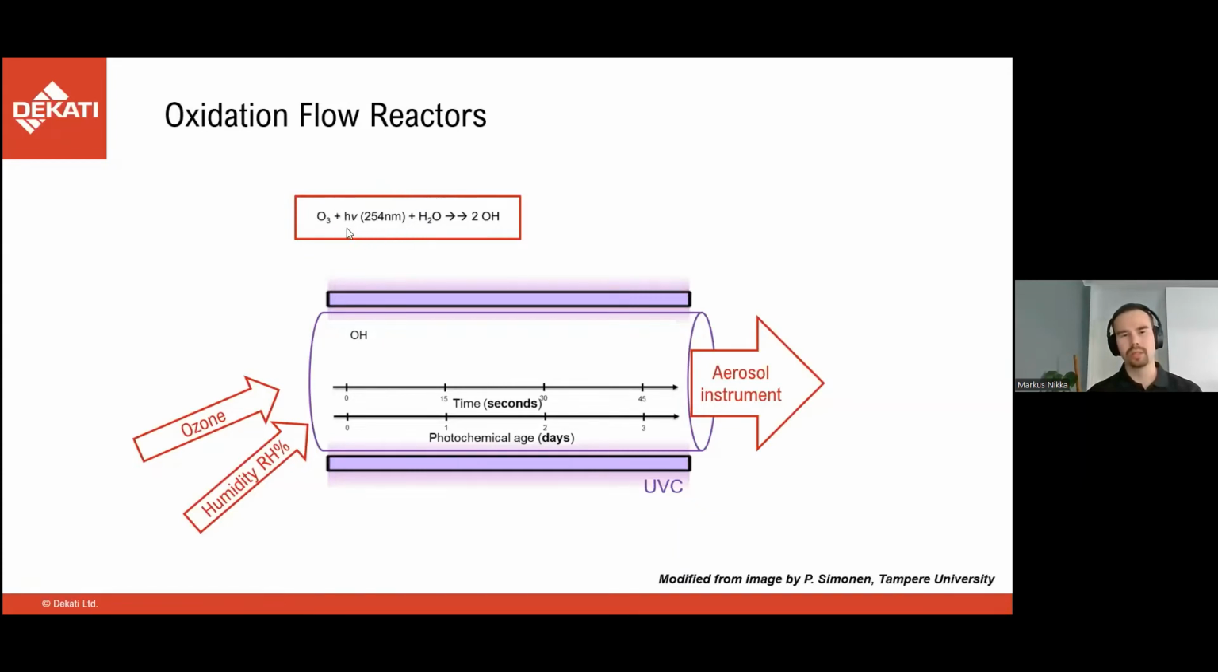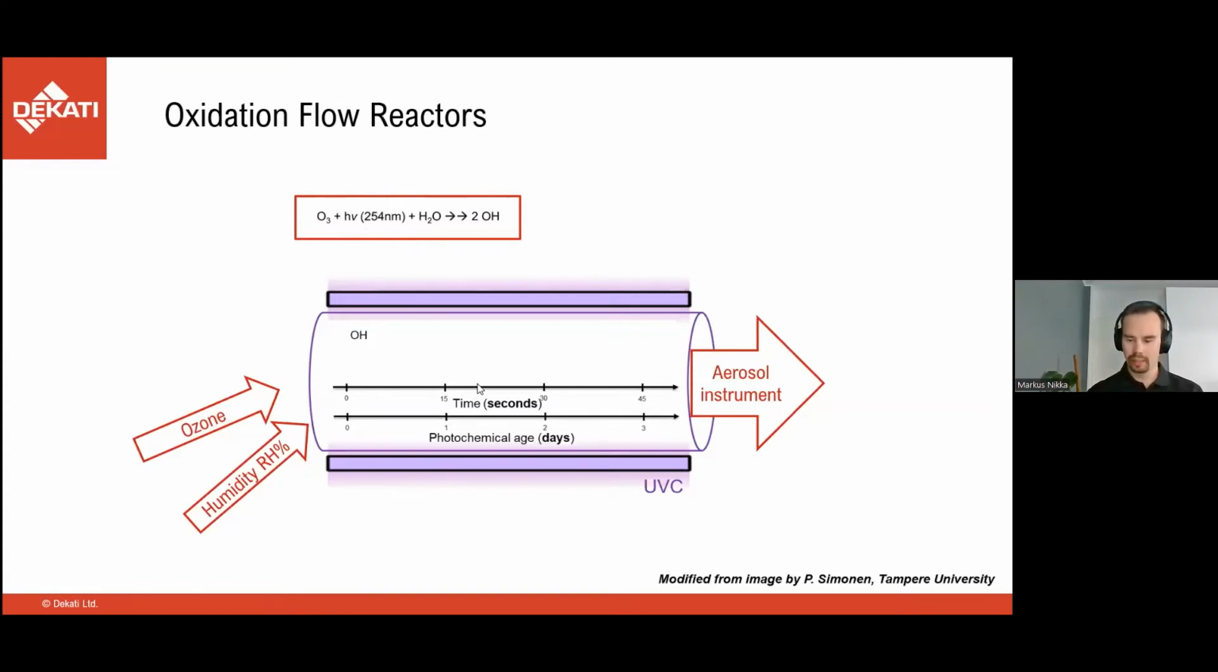Some of the oxidation flow reactors use UV lamps with 180 nanometer wavelength, and these will produce also ozone inside the reactor. We are using only 254 nanometer wavelength lamps, which will produce hydroxyl radicals. So our reactor and the example reactor here needs the ozone injection.